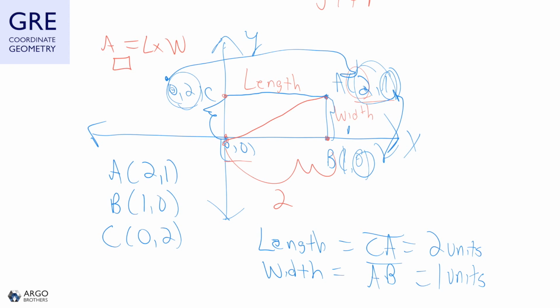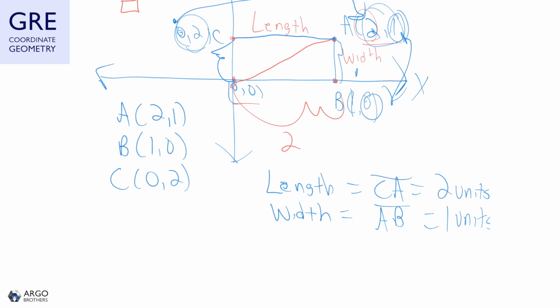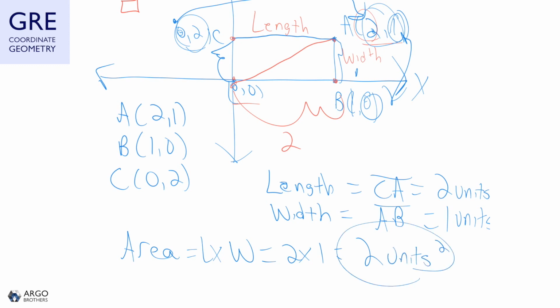Now, we have the length and width, so getting the area is just a matter of multiplying it. So area equals L times W, or length times width. So the answer is 2 times 1, which is 2 units squared. Area is in units squared. So that is our answer. The area is 2. That's pretty interesting.